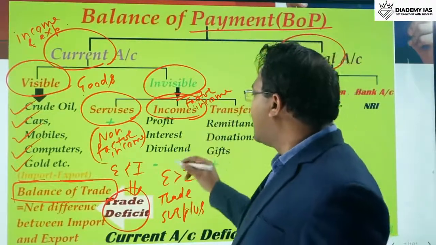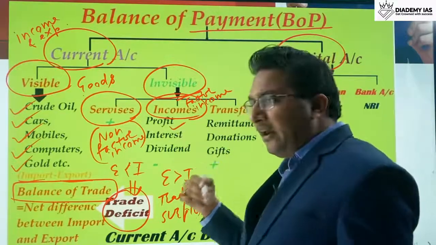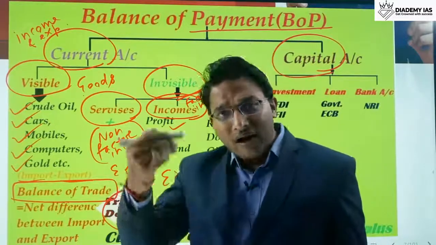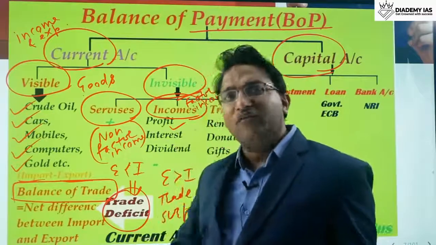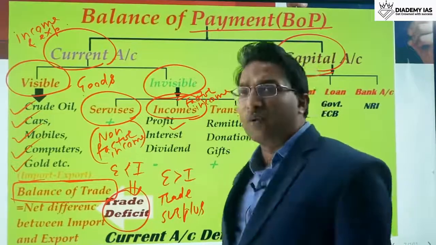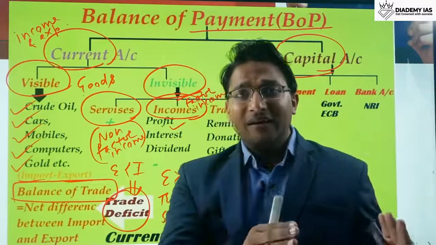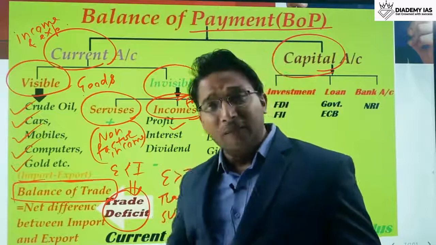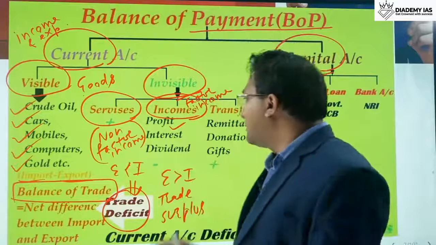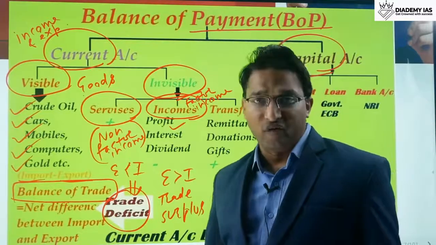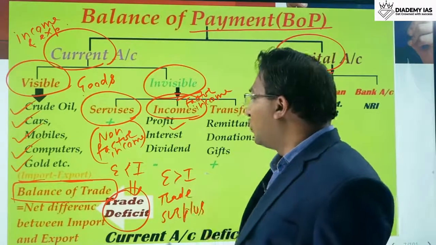So income means factor income. It can be in the form of profit. For example, Indians have invested some amount in an outside company, in a foreign company. So the profit which will be coming from that company will become part of the profit here. Or vice versa is also possible. It is quite possible that an American has invested money into an Indian company and the profit of the Indian company is going to the American person. So in that case, this profit will be the outflow of profit, right? So in the first case, this was the inflow of profit. In the second case, this is the outflow of the profit.